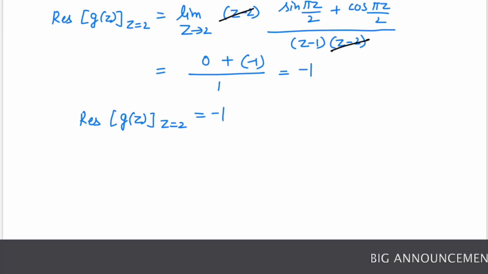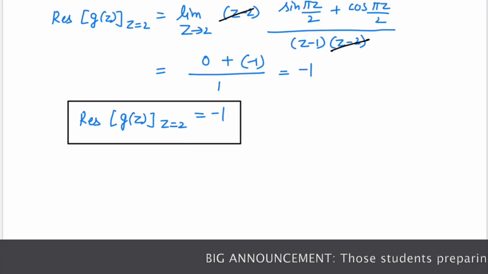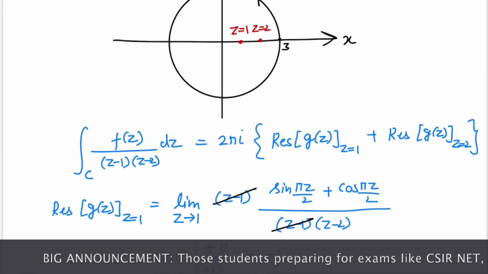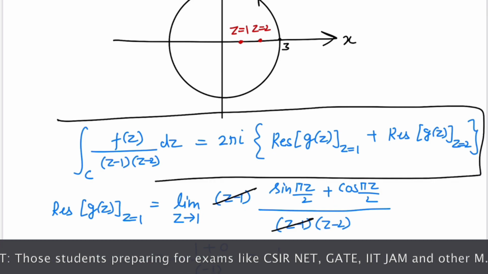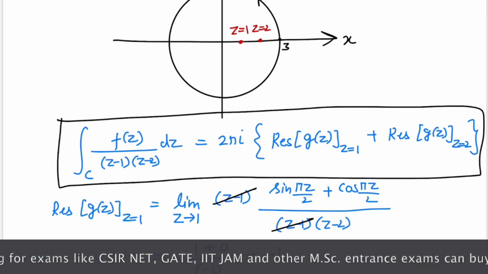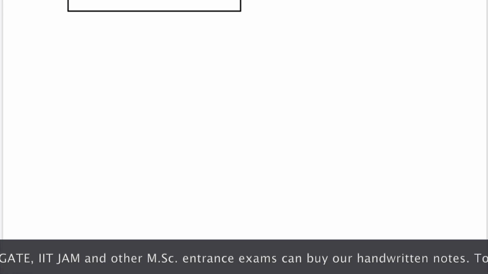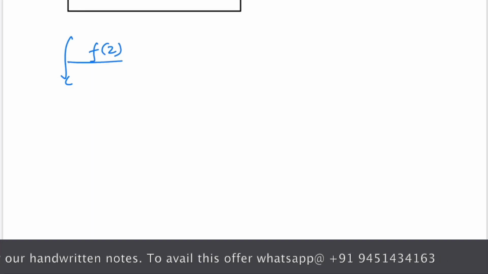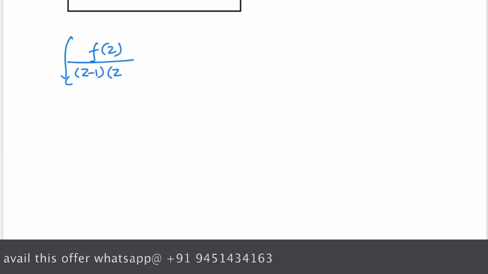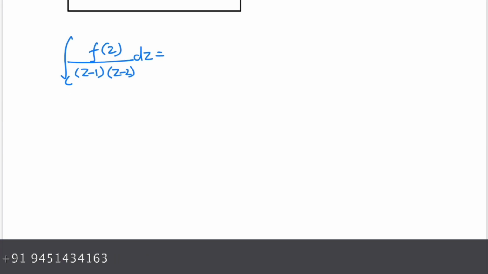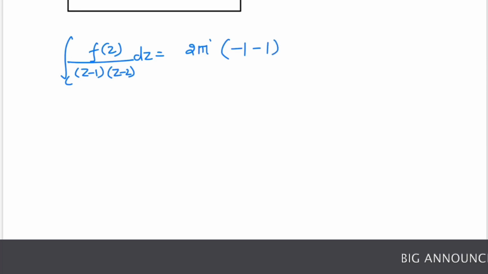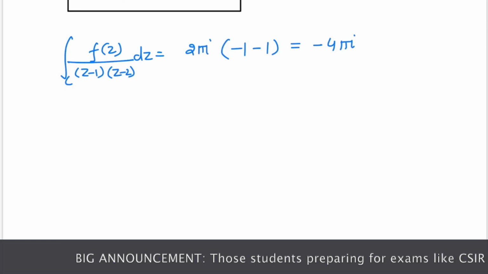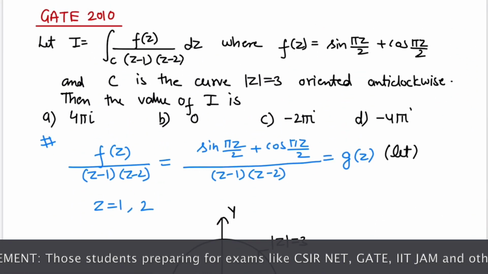Okay. Now putting these two values here. Okay. So on putting the values of residue, we get the required integral. Okay. So integration of function f of z over z minus 1 into z minus 2 dz, this equals to 2 pi iota, residues are minus 1, and this will be equals to minus 4 pi iota. Okay. So we can see here option D is correct.